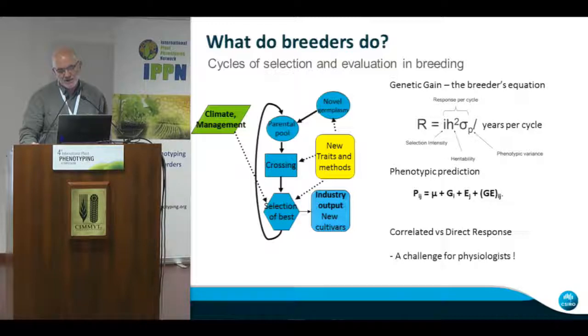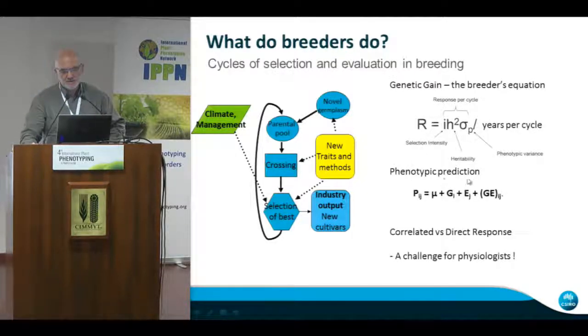So this rate of genetic gain, R, is really deconstructed by these things. The selection intensity, so what percentage do you keep? The heritability, how much of the variance is genetic, the phenotypic variance for the trait you're looking at, and the number of cycles you can fit into a year. So this is genetic gain per year.